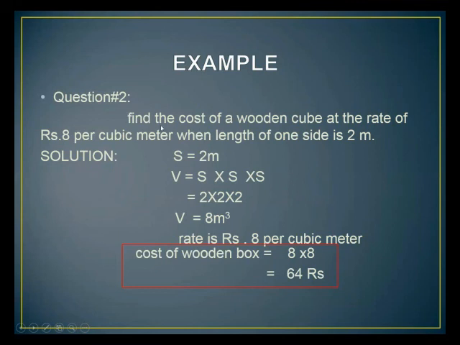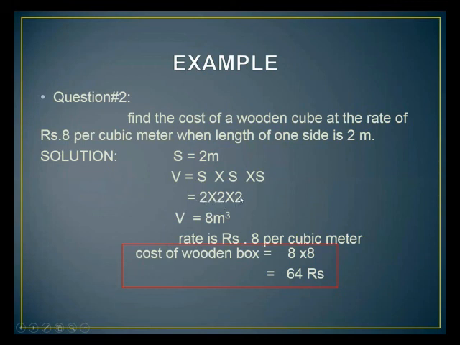Okay, so here we have: find the cost of a wooden cube at the rate of 8 rupees per cubic meter when the length of one side is 2 meter. So first we have to find the volume of a cube. Side is given, that is 2 meter. When we place this side in the formula of a volume, what do we get? We have to multiply 2 by 3 times.